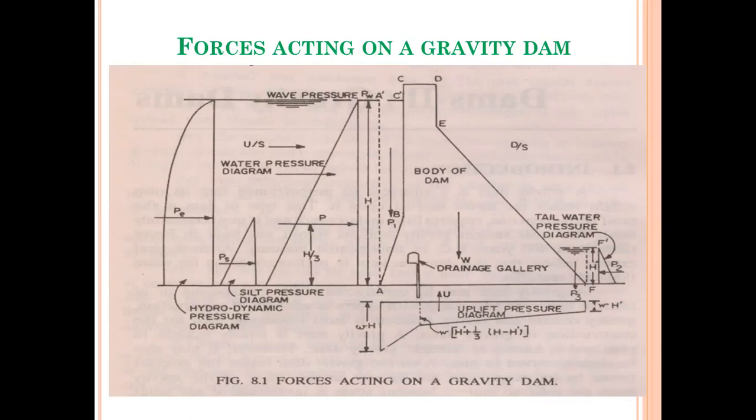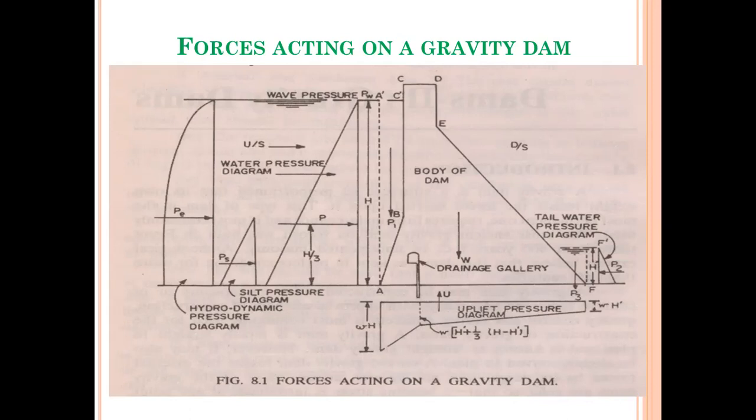Next, wave pressure. Wave pressure also acts on the upstream side of the dam. Waves are generated at the top of the water. So the wave pressure also acts on the top of the water. Wind pressure acts on the top of the water due to wind on the upstream side.